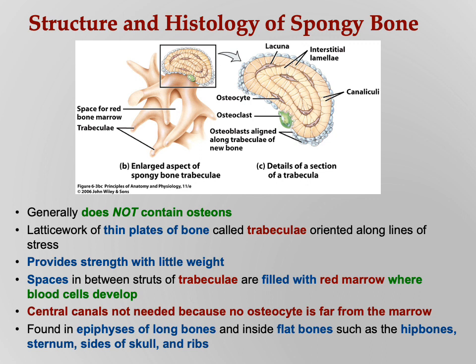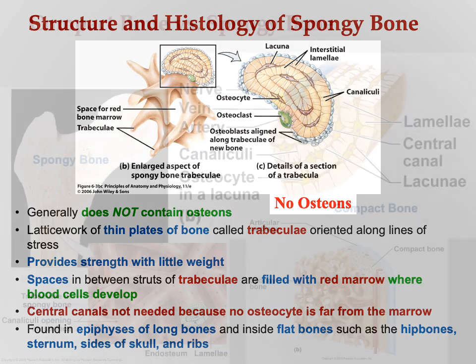And where do you find spongy bone? It's found in the epiphyses of long bones. Remember, on the end of the shaft. The shaft was a diaphysis, the ends were epiphyses. It's found on the inside of flat bones, such as the hip bones, os coxa, the sternum, the sides of the skull, your parietal bones, and also your ribs. When they do a bone marrow transplant, they have to go into the spongy bone, and that's where they can get the bone marrow to do the transplant. No osteons, okay? No osteons.